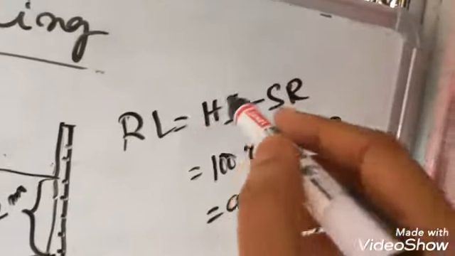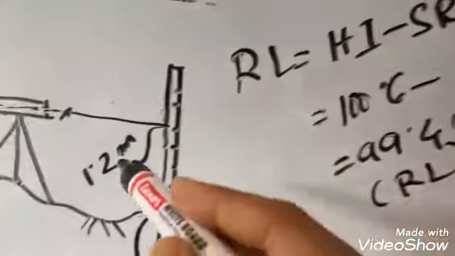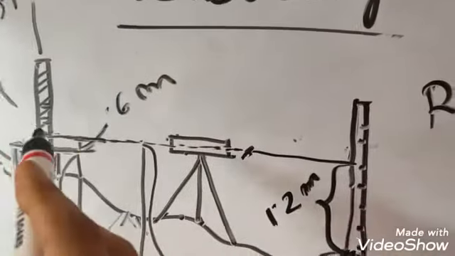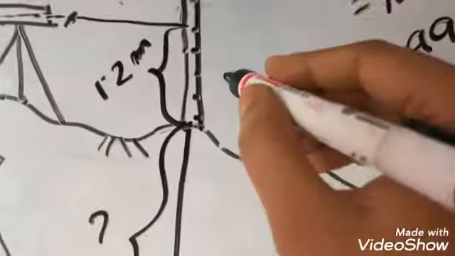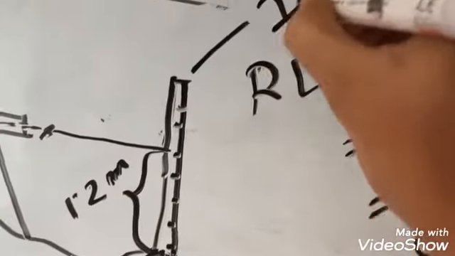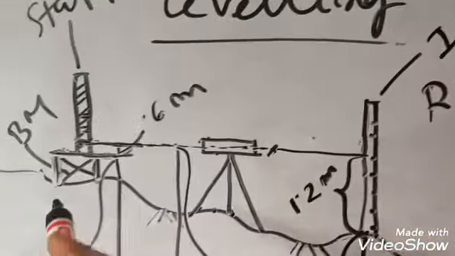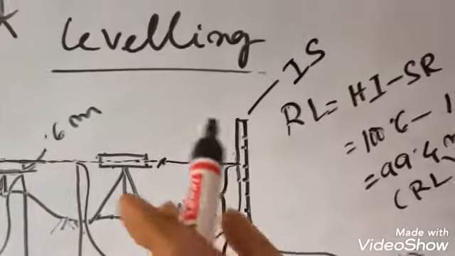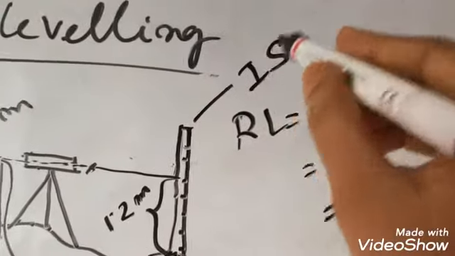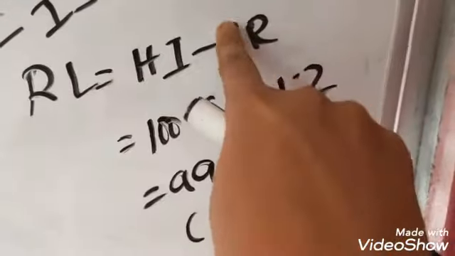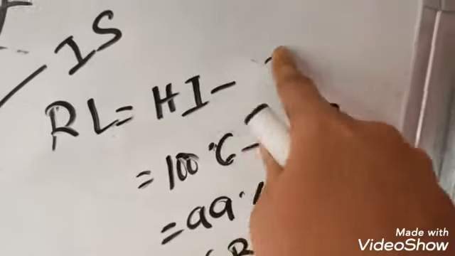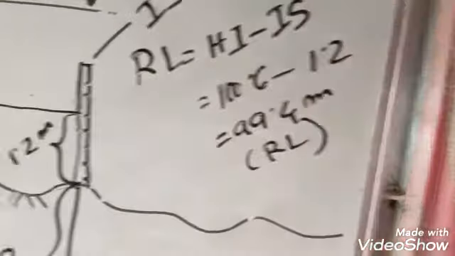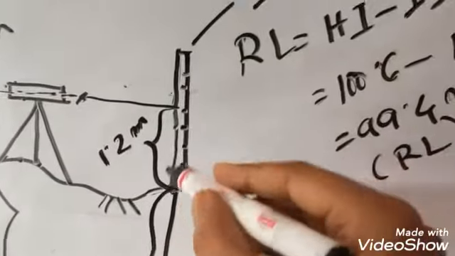So RL is equal to height of instrument minus staff reading. But this reading, which is taken just after the backside reading, is called intermediate side reading. The first reading which is taken on the benchmark is called backside, and the readings which are taken after backside are called intermediate side. So we can write here also height of instrument minus intermediate side readings. So this is the intermediate side reading.